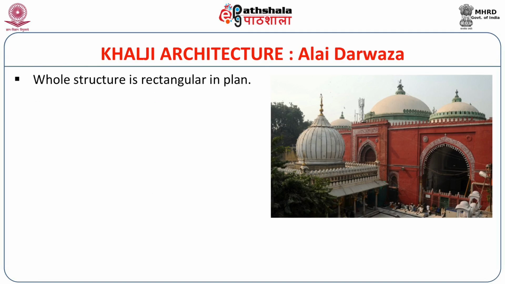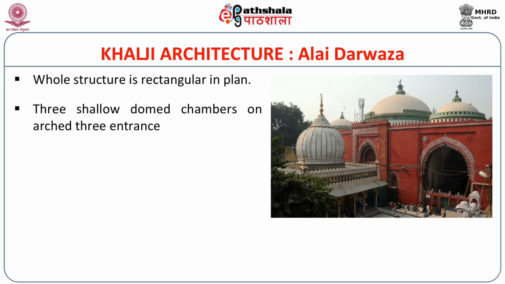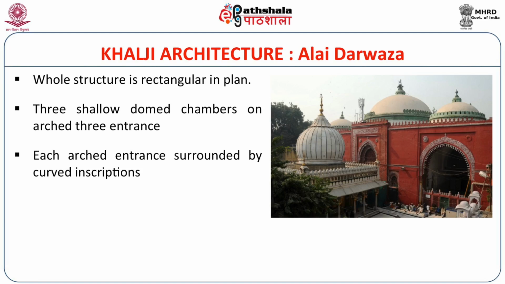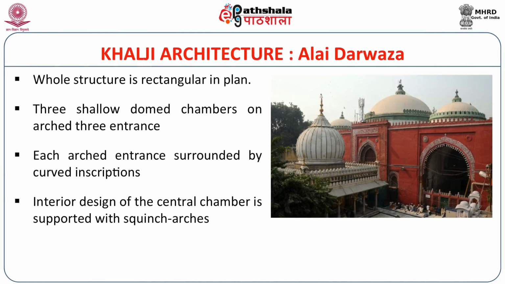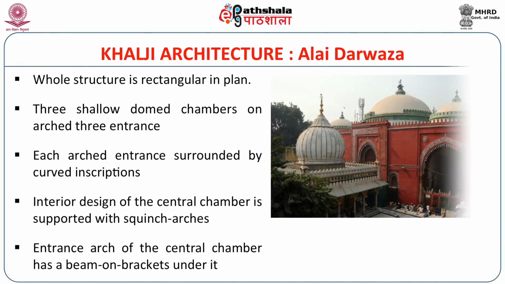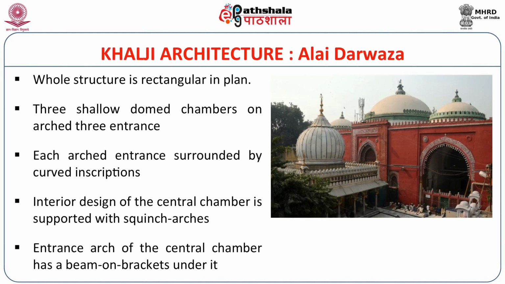The whole structure is rectangular in plan. Three shallow dome chambers stand on the arched entrances. Each arched entrance is surrounded by carved inscriptions, of course in Arabic during this period, written in Naskh script. The interior of the central chamber is supported with squinch arches, that means the arch is supported by the squinch. The entrance arch of the central chamber has a beam on brackets under it. That means again it takes the support of trabeate architecture.